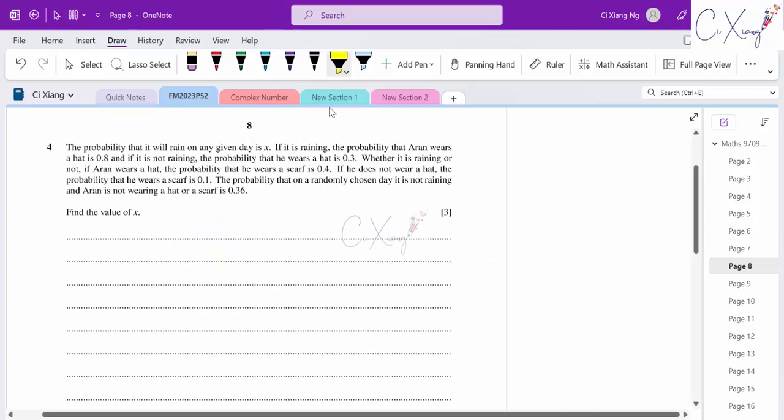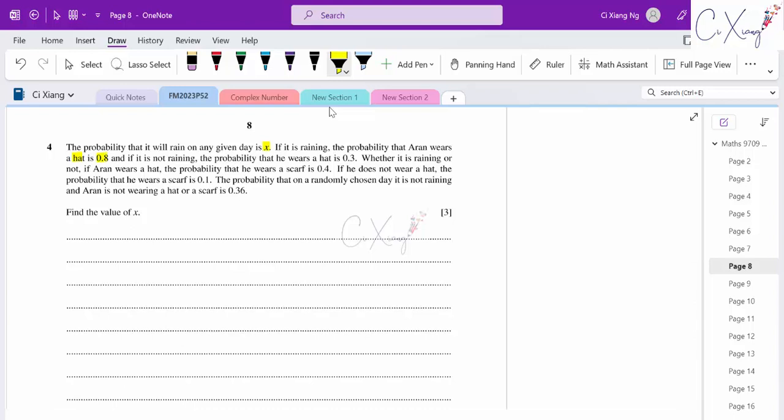Okay, so question number 4. The probability that it will rain on any given day is x. If it is raining, then the probability that Aaron wears a hat is 0.8. If it is not raining, then the probability that he wears a hat is 0.3. Whether it is raining or not, if Aaron wears a hat, then the probability he wears a scarf is 0.4. If he does not wear a hat, then the probability that he wears a scarf is 0.1. The probability that on a randomly chosen day it is not raining, and he is not wearing a hat or a scarf, is 0.36, and they want us to find the value of x.